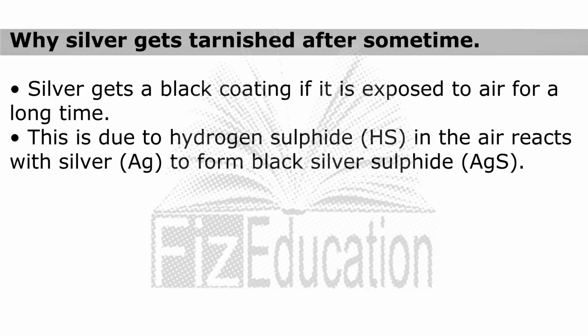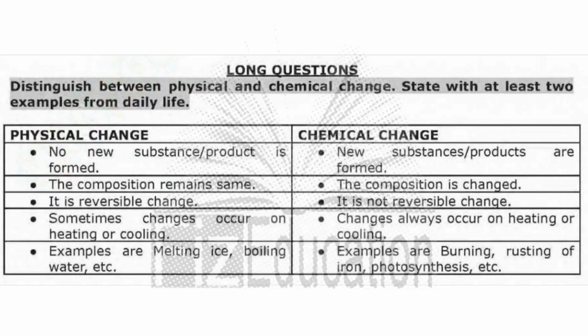Why does silver get tarnished after some time? Silver gets a black coating if it is exposed to air for a long time. This is due to hydrogen sulfide, H2S, in the air reacting with silver, Ag, to form black silver sulfide, Ag2S.